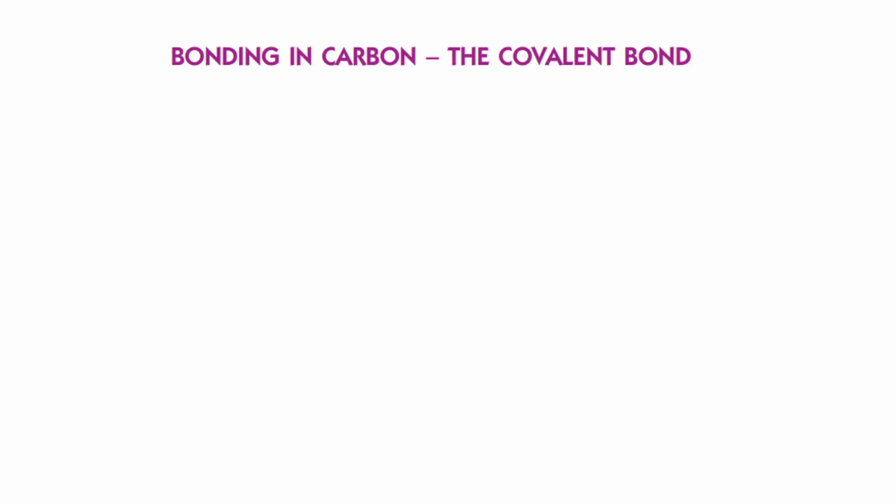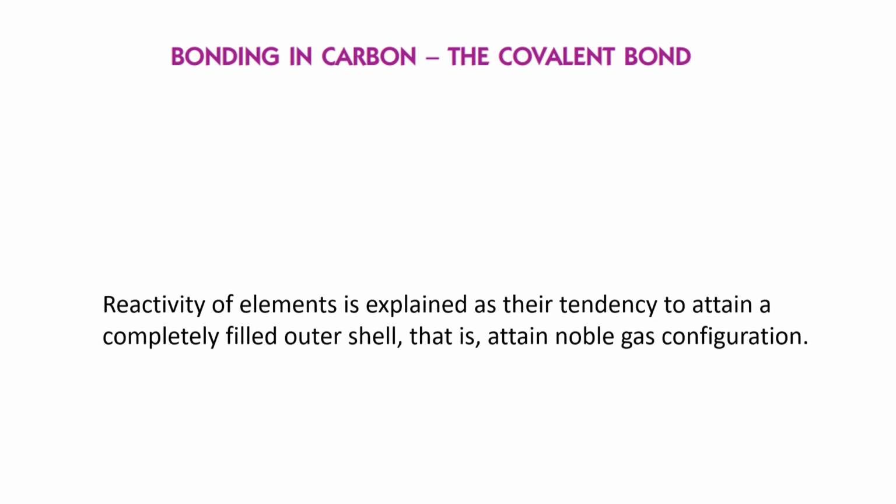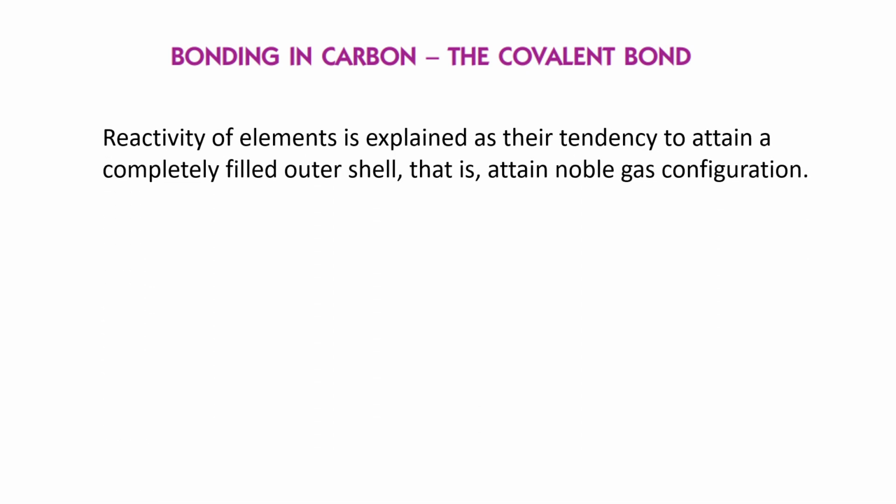Going further, we have to learn why carbon forms so many compounds. As I said a few minutes back, there are more than 7 million carbon compounds. Then how is carbon forming these many compounds, right? We will get this answer, but before that you need to understand the covalent bond. Reactivity of elements is explained as their tendency to attain a completely filled outer shell, that is, to attain noble gas configuration. Everyone knows that.